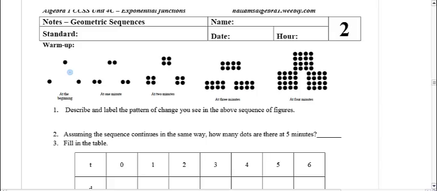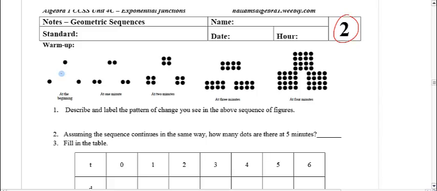All right, good morning, guys, and we're going to go ahead and start the notes here. We're going to start with section 2 of our notes, which is going to be geometric sequences. We're going to look specifically at the recursive formula and the explicit formula for geometric.